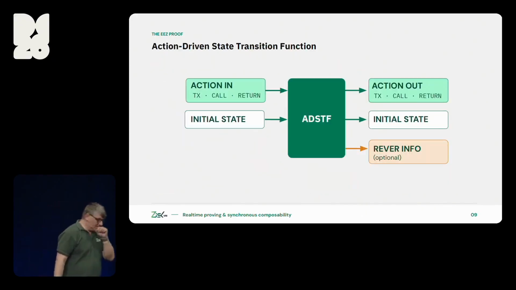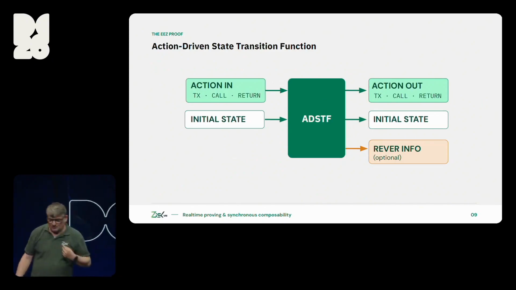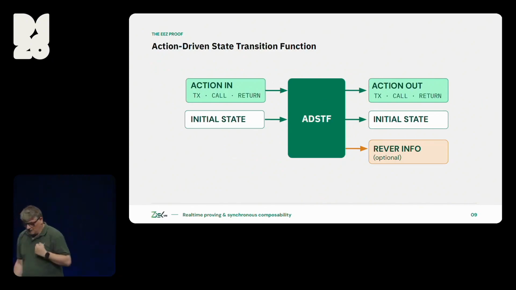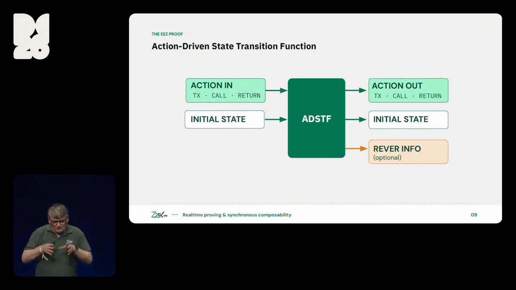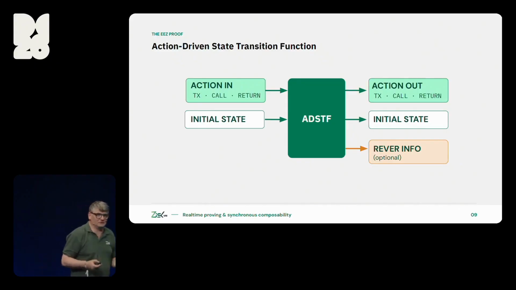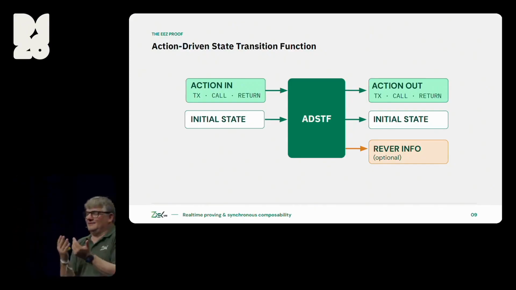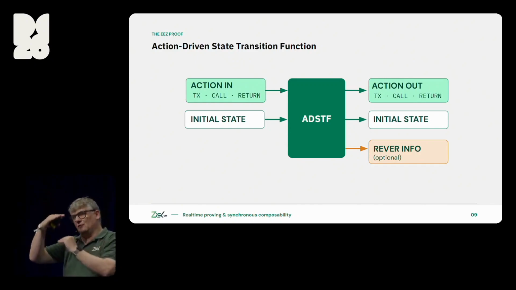Okay? Another important concept, before going deep into the proof, is the idea of the state transition function. Here we call it the action-driven state transition function. It's a little deeper. In a normal chain, you have a state, you process a transaction, and you get a new state. In this case, we don't have only transactions, because when we have a call, this is not really a transaction. It's just each of the pieces, a piece of code that's executing at a given moment.